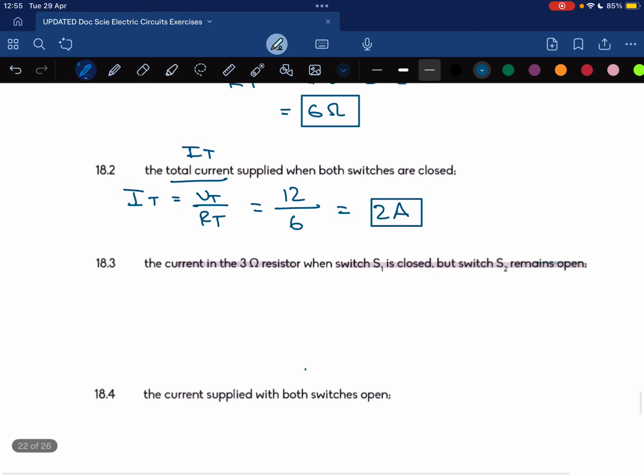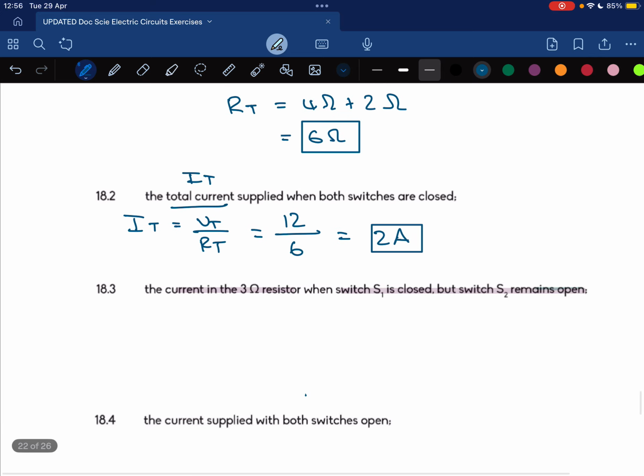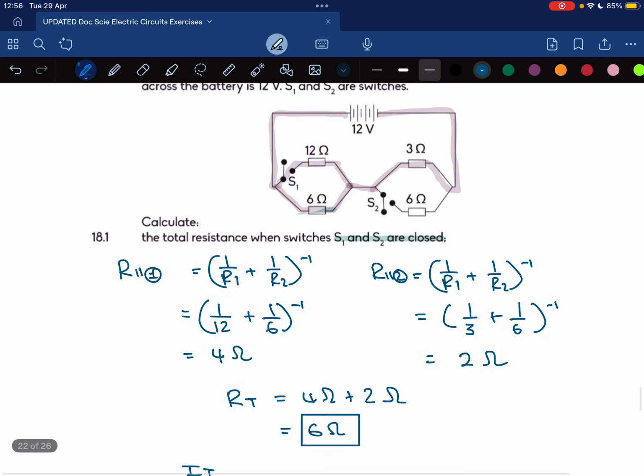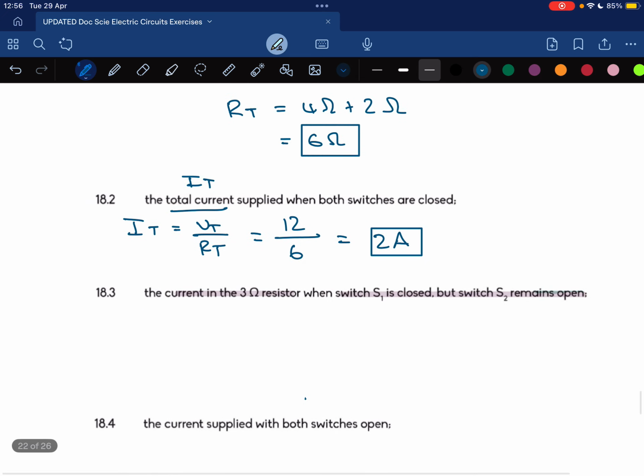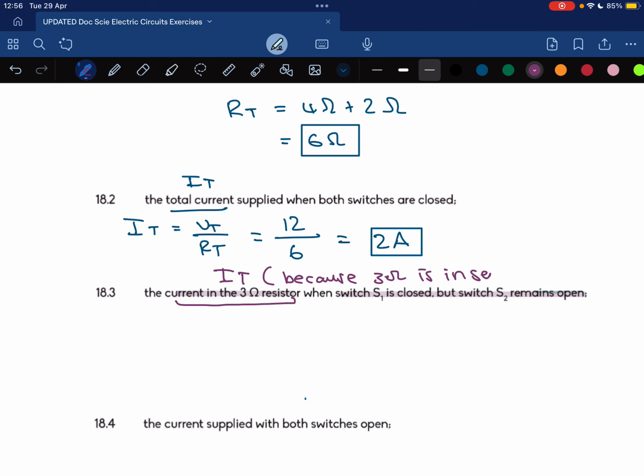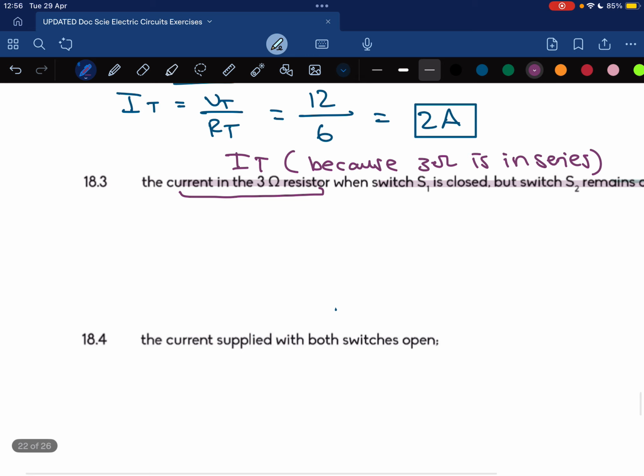So if I want to know what the current is through the 3 ohm resistor, now because it's in series, then that is the total current again. So I'm going to make a little note of it, that the current through the 3 ohm resistor is I total, because the 3 ohm resistor is in series now. You don't have to write that, but I'm just making a little note of it so that you know.